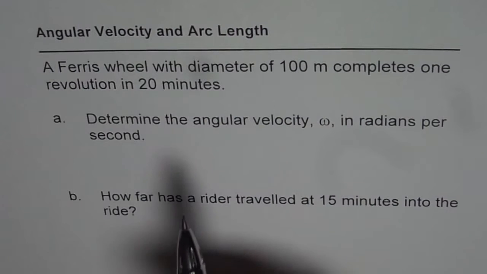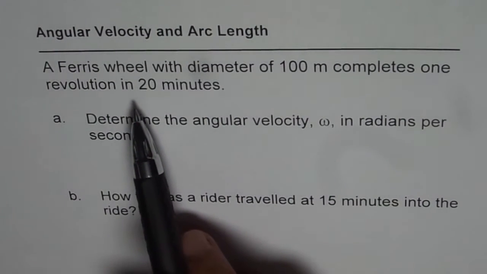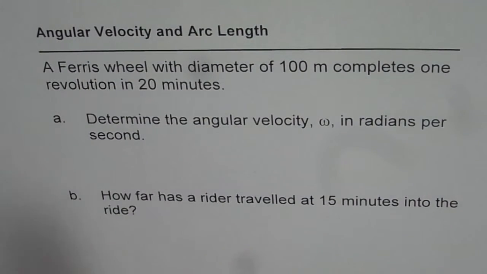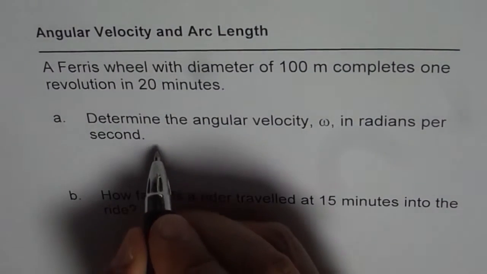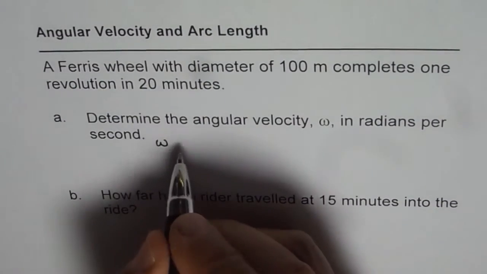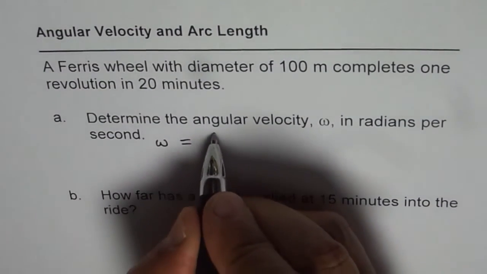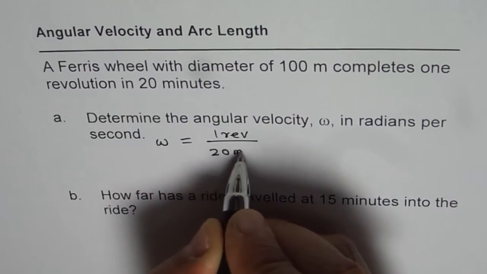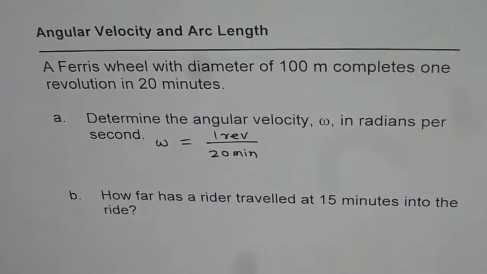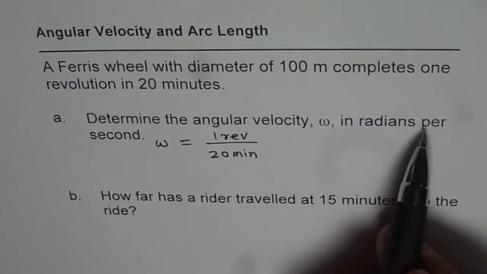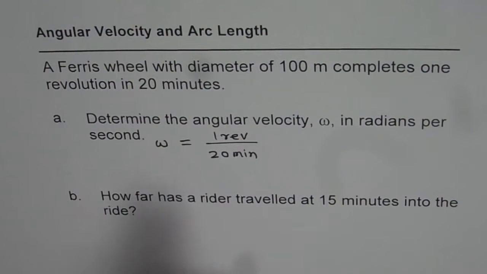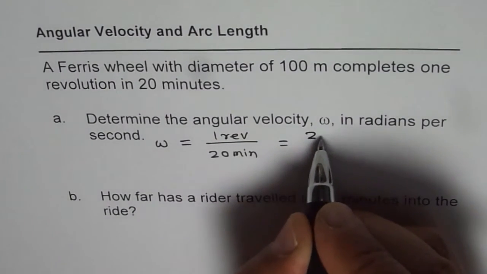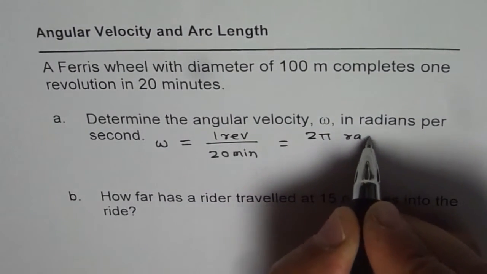Now we are given angular velocity in revolutions, right? So we have one revolution in 20 minutes. What we are given is angular velocity in revolutions, but what we want to find is radians per second. That is kind of important. One revolution means one circle, and one circle is 2 pi radians. Is it okay? 2 pi radians is one circle.